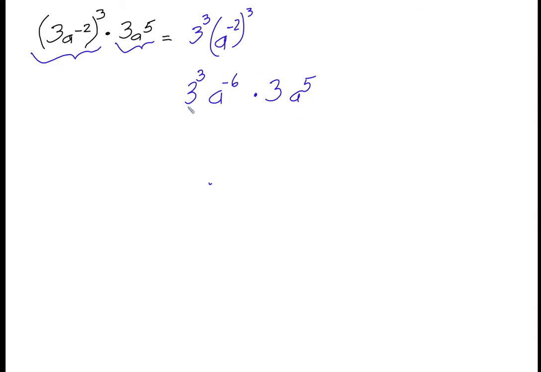Now we can add our exponents on things that have the same base. 3 to the third times 3 to the 1 is 3 to the fourth. A to the negative 6th times a to the fifth is a to the negative 1. And if we want to write this without any negative exponents, we might say that a moves to the bottom since it's got a negative exponent. And 3 to the fourth is 81. And so the simplified form of that would be 81 over a.